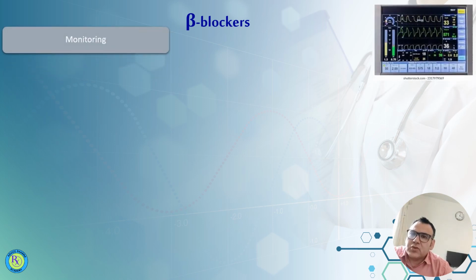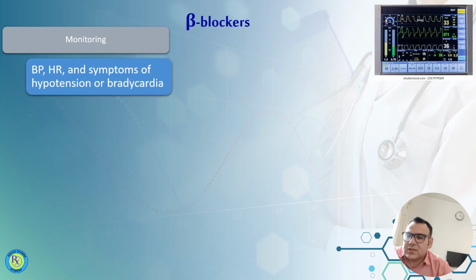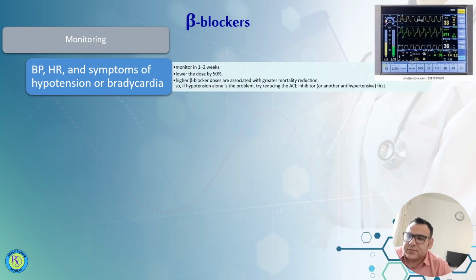So what is the monitoring during heart failure treatment? As long as it decreases the blood pressure and heart rate, we need to monitor the blood pressure and heart rate for symptoms of hypotension and bradycardia. So this should be done within 1 to 2 weeks. And if this happens, the dose should be reduced by 50%.